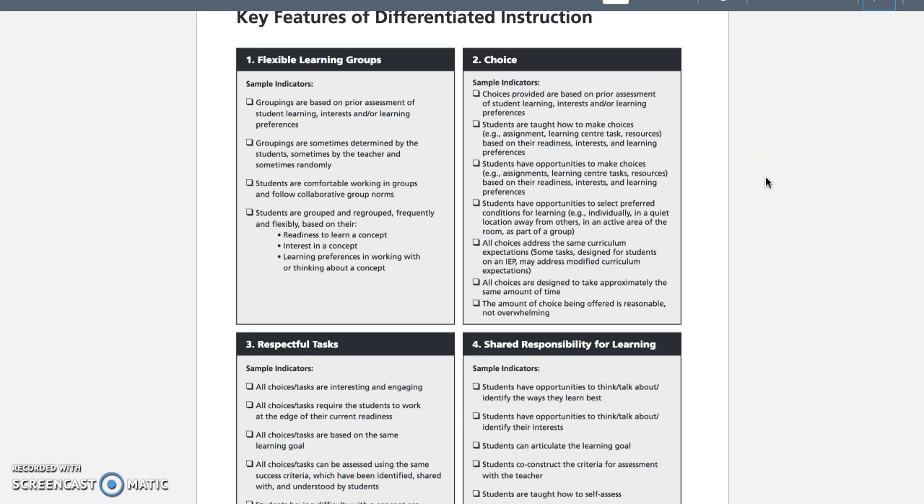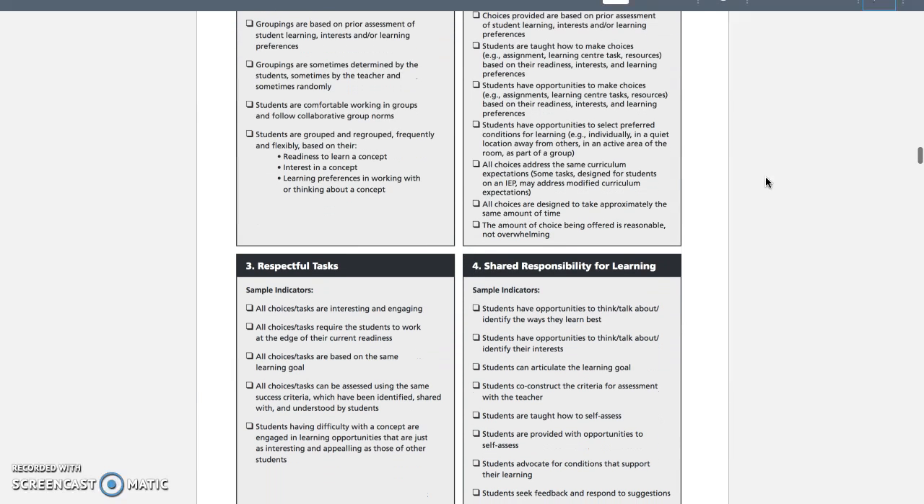Flexible learning groups are really important because this has a lot to do with grouping students together based on their readiness to learn the concept, their interest in the concept, and their learning preferences in working with or thinking about a new concept. Essentially, these groups are placed together so that students are forced to work with each other that can be compatible, and they might not have known that already. Along with this, students might find that they share interests with each other and be able to build and link that way.